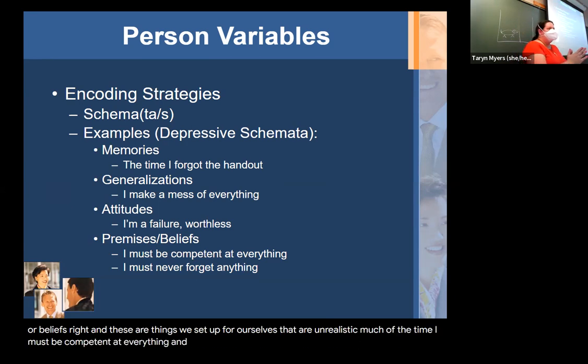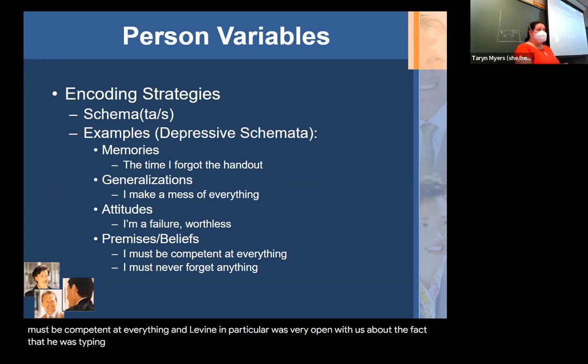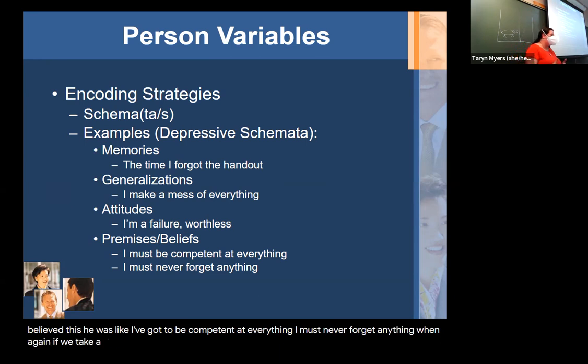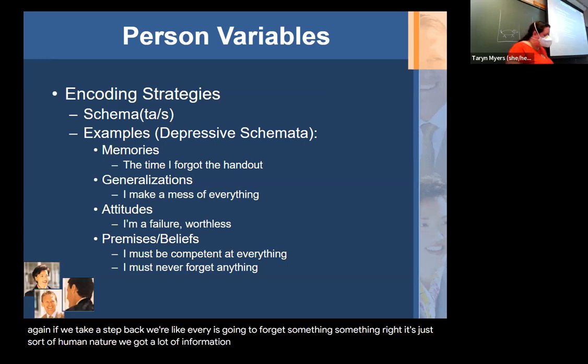And Levine in particular was very open with us about the fact that he was type A. He had initially started his research studying type A behavior, and so he truly believed this. He was like, I've got to be competent at everything. I must never forget anything. When again, if we take a step back, everybody's going to forget something sometimes, right? It's just human nature. We have a lot of information to keep track of.